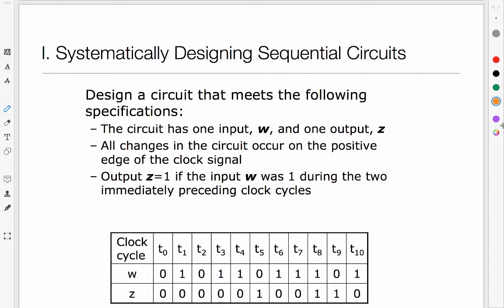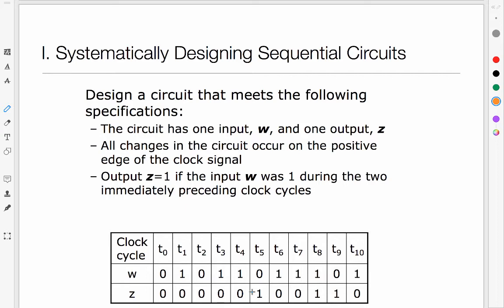But going back out here, the problem basically said that what we want is that the output should be 1 if W was 1 during the immediately preceding 2 clock cycles. So what we see here is the following. The input was 1 at T3, was 1 at T4, and therefore at T5 the output is 1. Another way of saying it is, at a clock tick we saw W to be high, at another clock tick I saw W to be high, then I arrange for the output to be high subsequently.